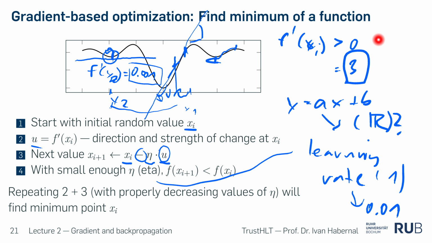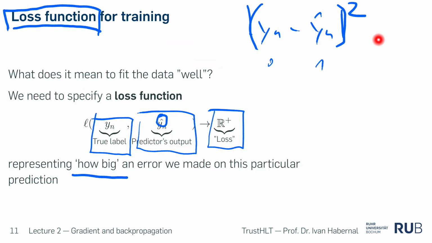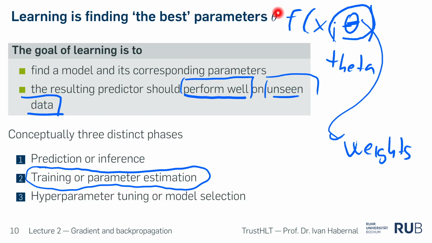So, question. Parameters, theta. How many parameters theta? It's a vector of numbers, basically. How many parameters are in ChatGPT?